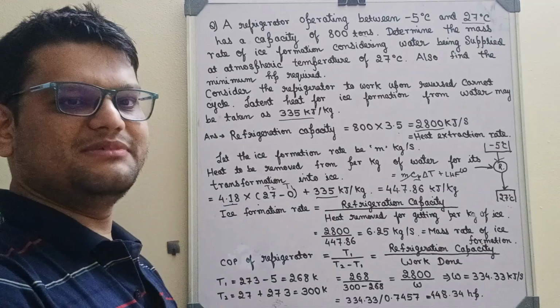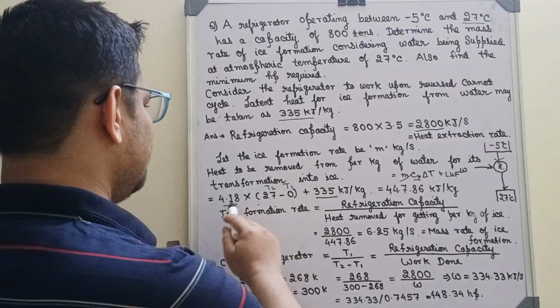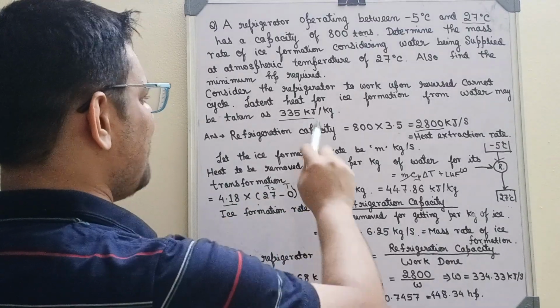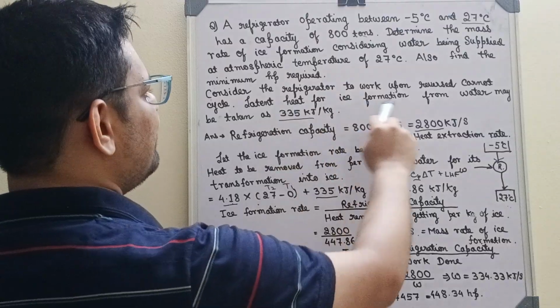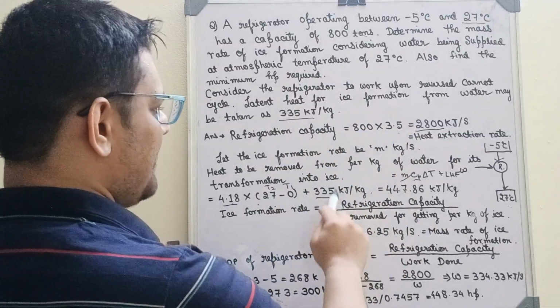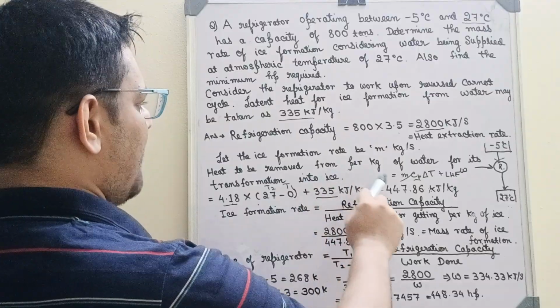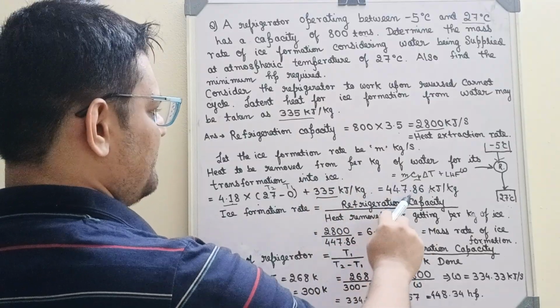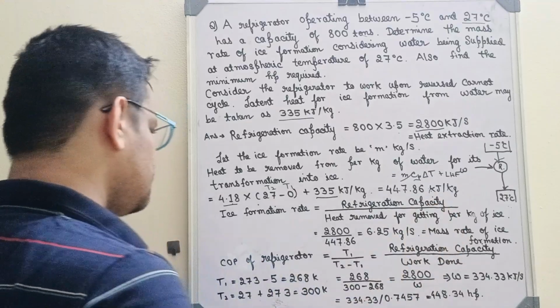447.86 kilojoule per kg. This is the heat to be removed per kg of water for its transformation into ice. That is m Cp del T, where del T is the change in temperature and Cp is the constant value 4.18, plus we are adding the latent heat for the ice formation. This is the latent heat we have to add. So we are getting the heat removed per kg of water for its ice formation as 447.86 kilojoule per kg.